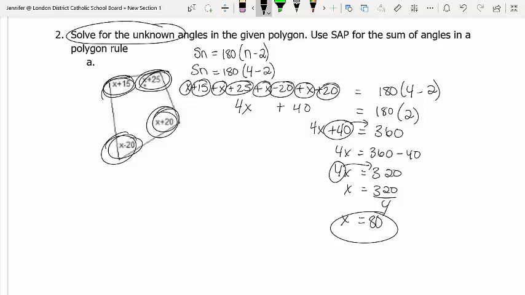So now I need to go and find each individual angle. I know what x is, so I just need to plug that in. So this angle is going to be 80 plus 15, which is 95. So that angle is 95 degrees. This angle is 105 degrees. This angle is 60 degrees. And this angle is 100 degrees. And now we finish this question.